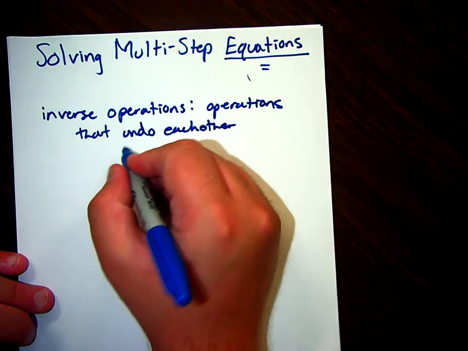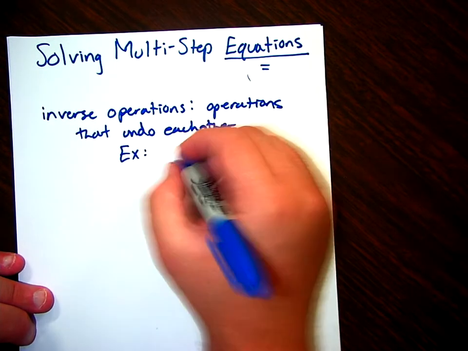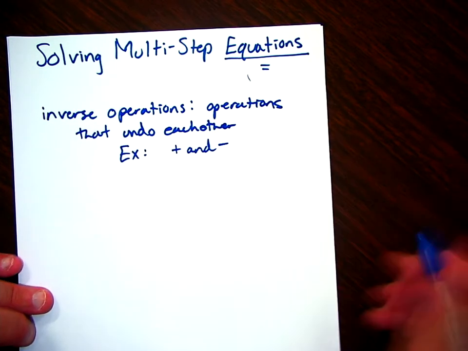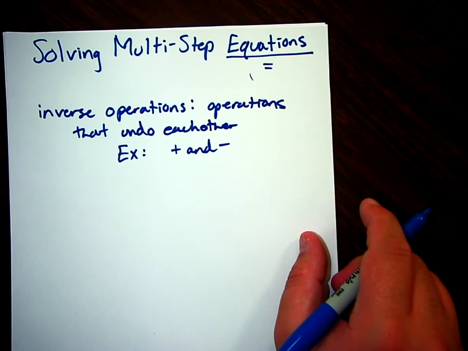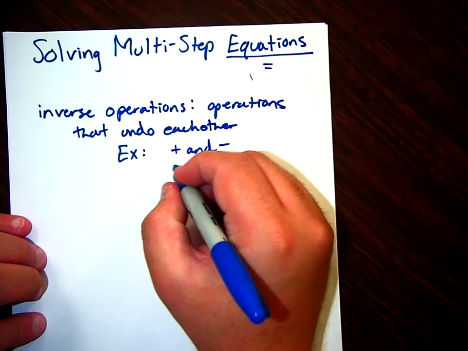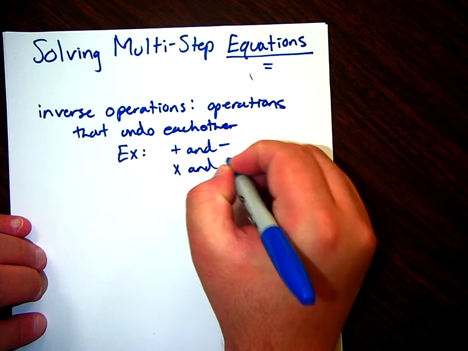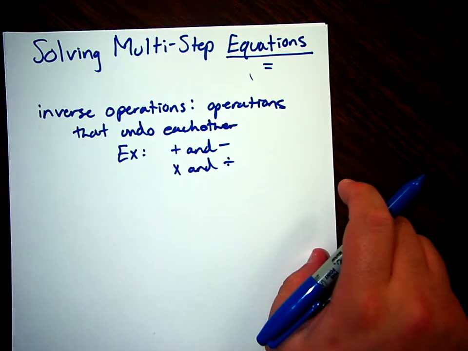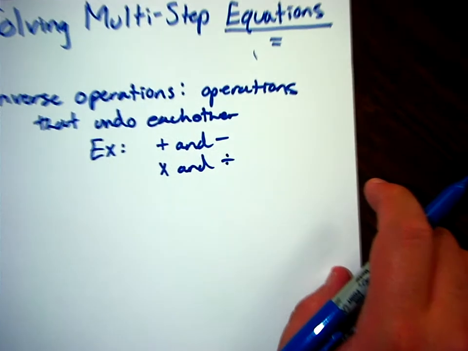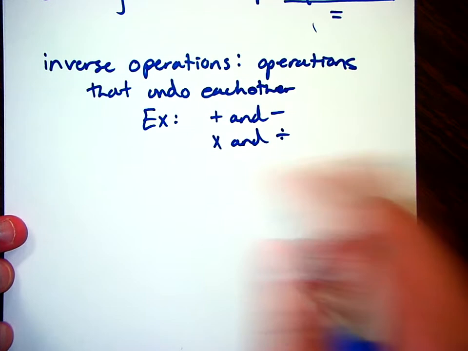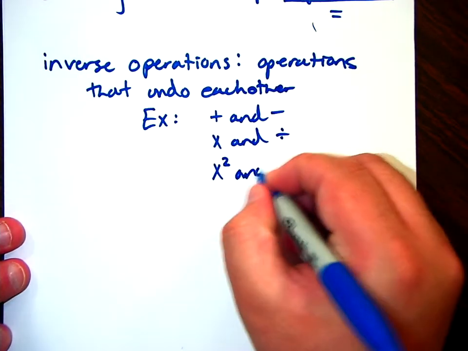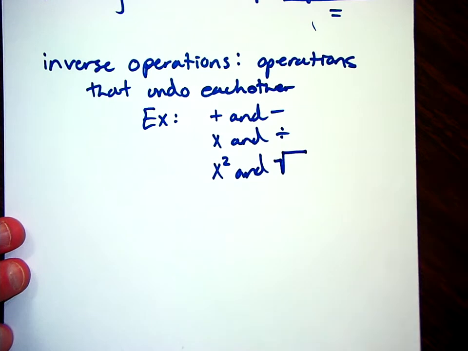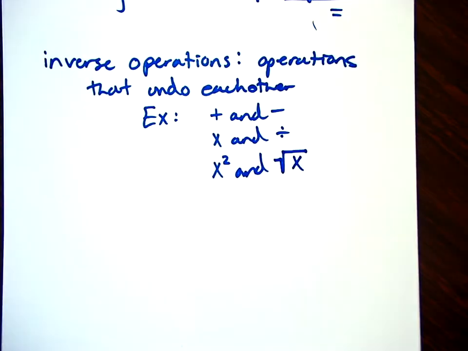Okay, so, for example, addition and subtraction undo each other. Those are opposites, inverse operations. Another example would be multiplication and division. Those two operators are going to undo each other. And a final example would be an exponent of 2 or squared and the square root operation. Those undo each other. Okay, so there's your definition of inverse operations.